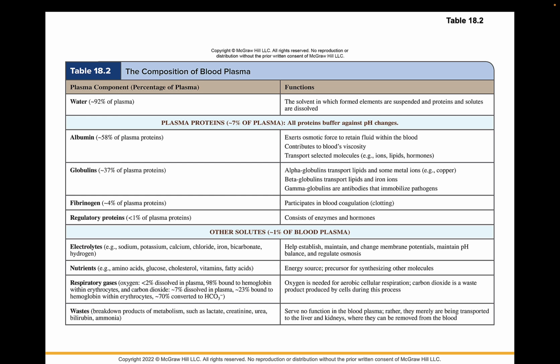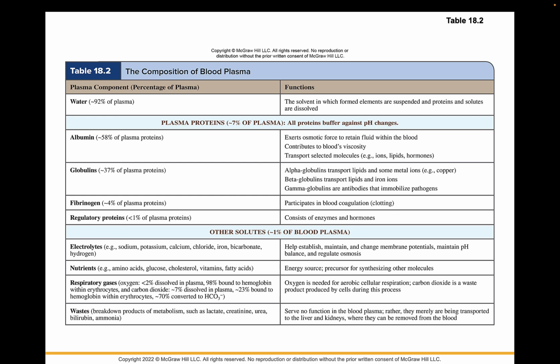And also there are going to be some transport proteins that albumin is going to be responsible for carrying. We have globulins. Let's just think of these primarily as our antibodies. We have fibrinogen, and in this form, that GEN ending means that it is inactive. And fibrinogen, once activated, is responsible for the clotting process. We have some regulatory proteins, and those are going to be various enzymes and hormones that are dissolved within blood.